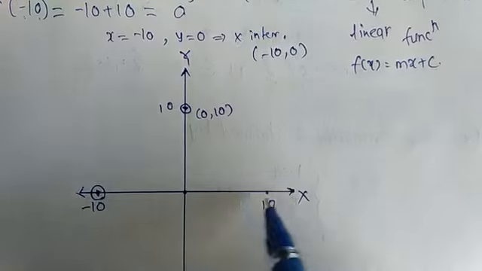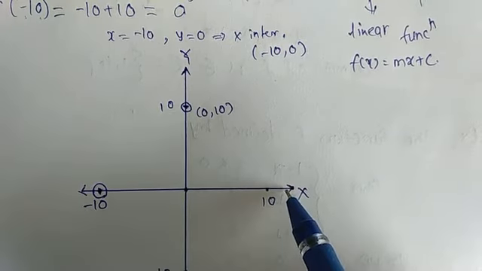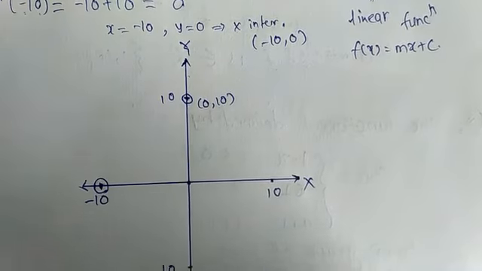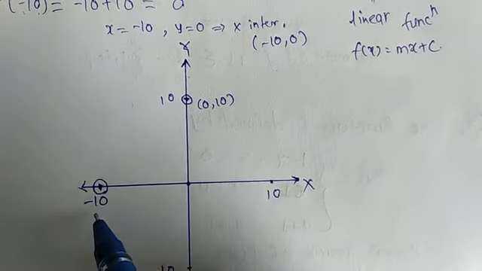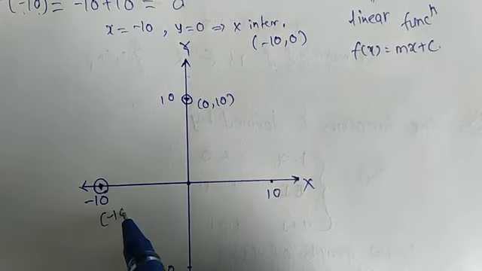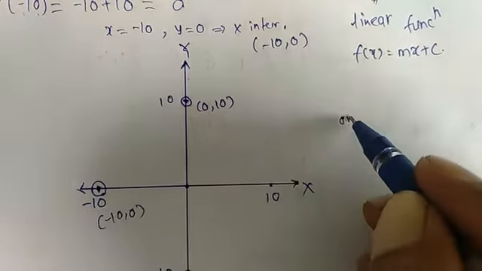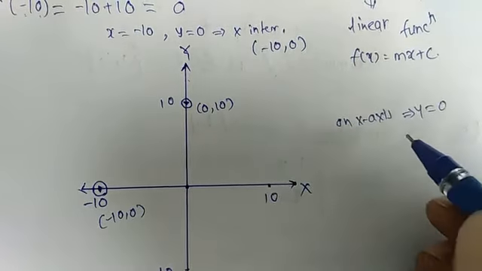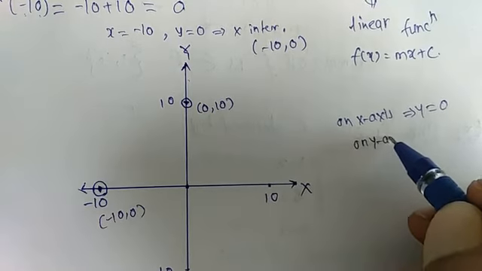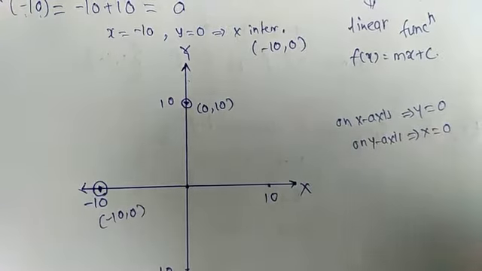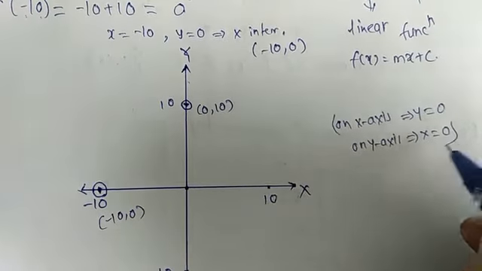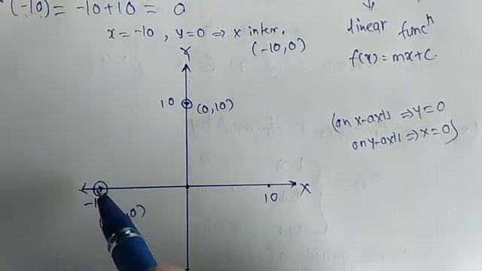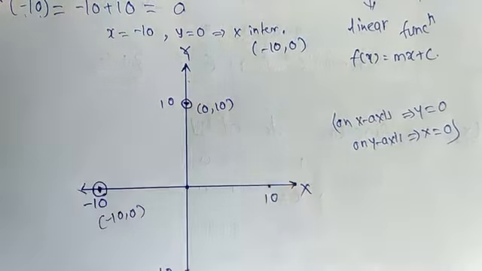That is, on the x-axis the value of y is 0 and on the y-axis the value of x is 0. You have to remember this. This is a point denoted by minus 10, 0. You have to remember that on the x-axis the y value is 0 and on the y-axis x is 0. This is an important part when you are plotting on a graph. Now we have to draw a line passing through these 2 points.